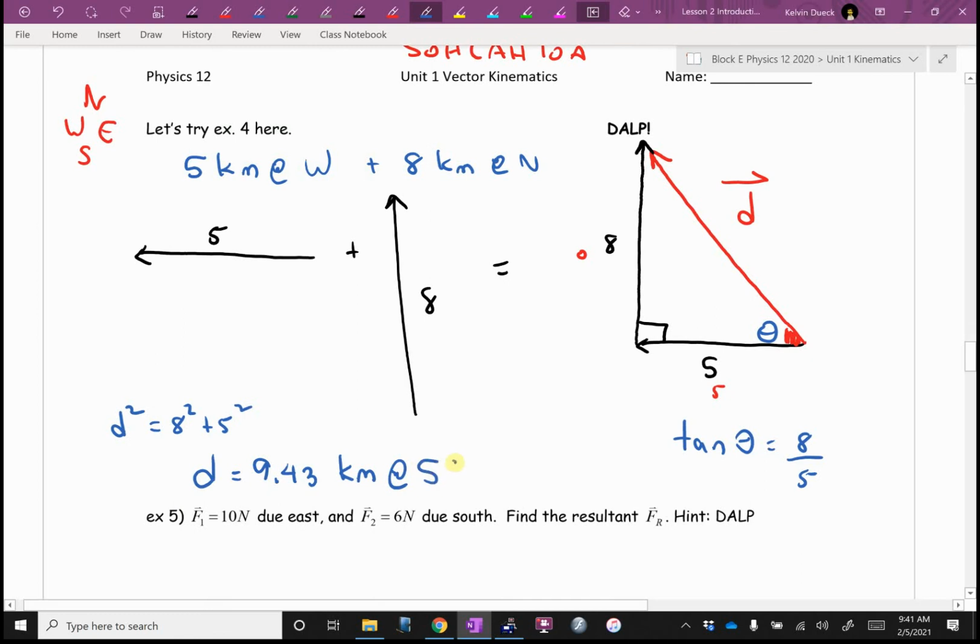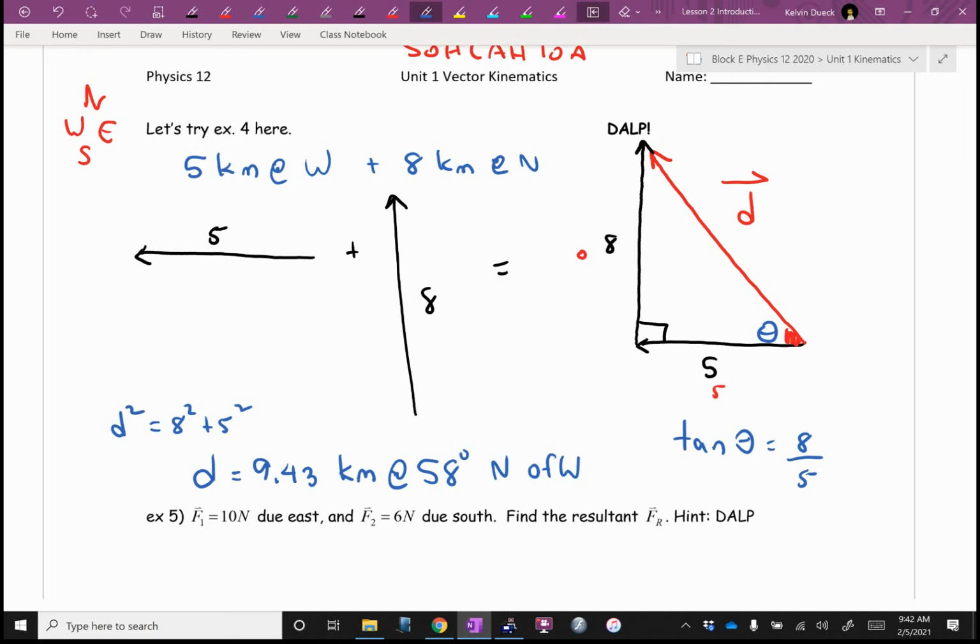North of south, east of west, what of what? Look where the theta is. What's the nice line right next to that theta? What direction is that? Of west. Which way of west do I need to go to hit my resultant? North. Okay? Now, I went 5 west plus 8 north.